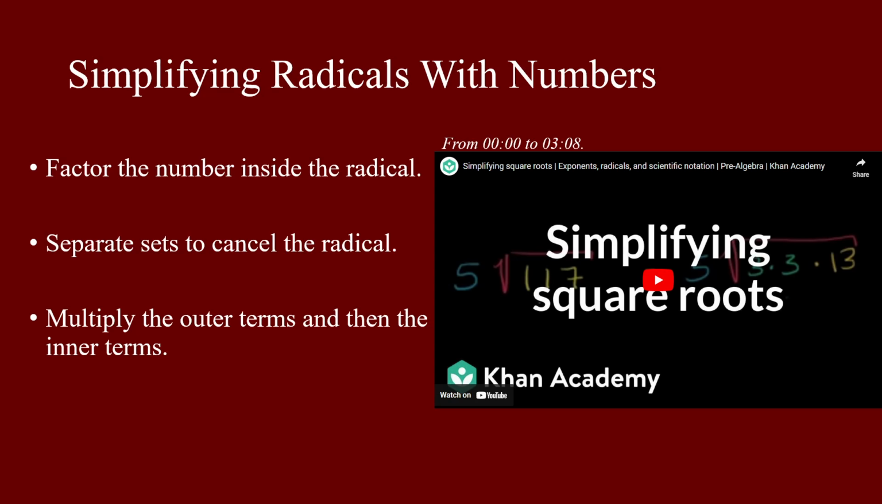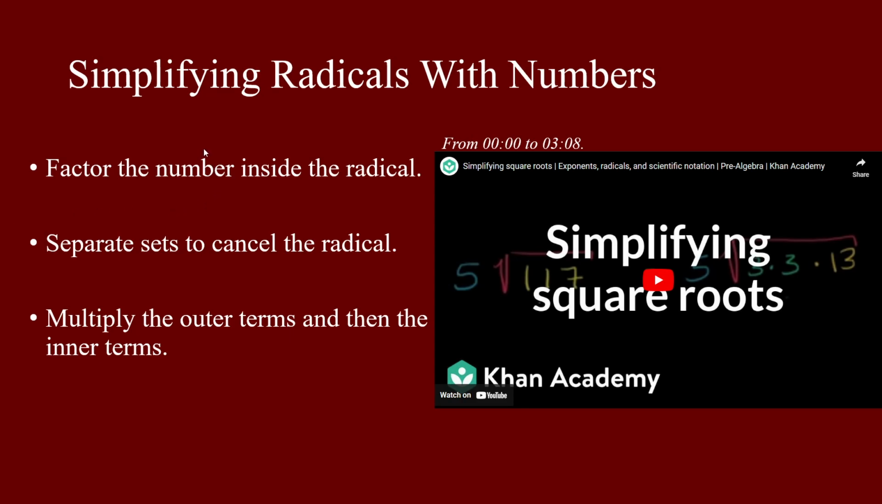Hello and welcome back. Today we are going to be looking at some radicals, how to simplify them and work with them a little bit. We're going to start with square roots because those are going to be the ones you see most commonly, although we will talk about radicals that aren't just square roots.